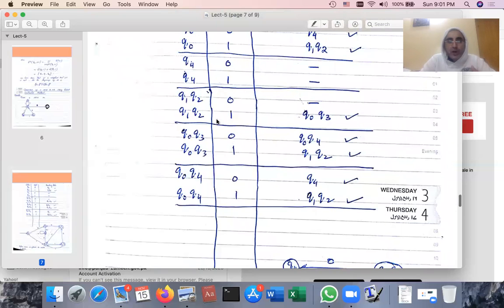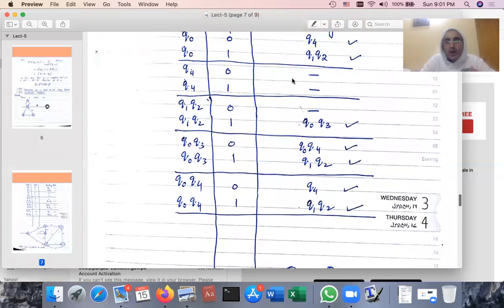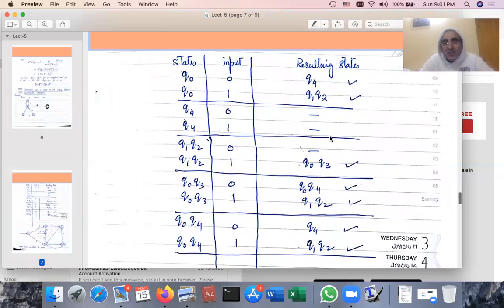Okay. So now from Q4 with 0 and 1, I don't have anything. So for this null, when you have nothing in the transition table, you can represent that edge with a state. You can introduce a new state and label it with R, which means it's a rejection state.